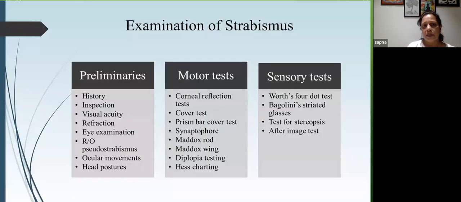So, the examination of strabismus. Initially it is the history, and the basic examination that we do with any eye problem when the patient comes: history, inspection, visual acuity, refraction, normal ocular movements. Then the more important things pertaining to strabismus are the motility tests and the sensory tests. We'll come to all that now.